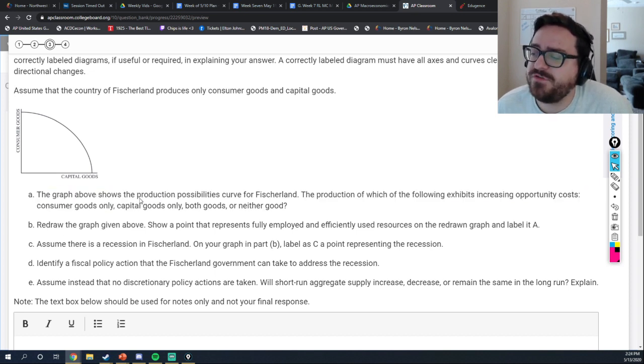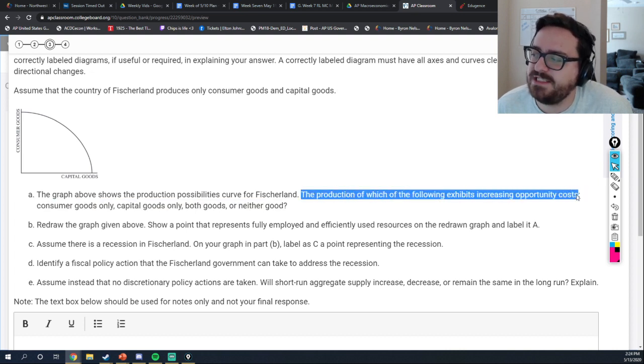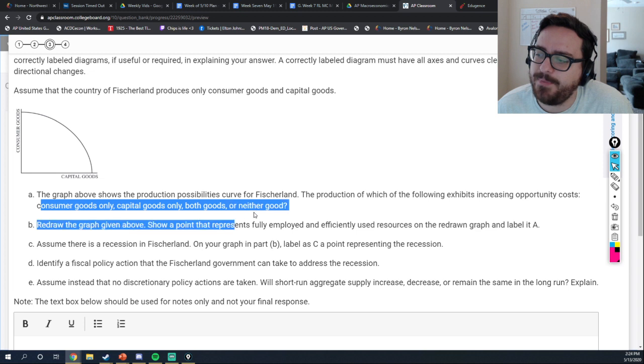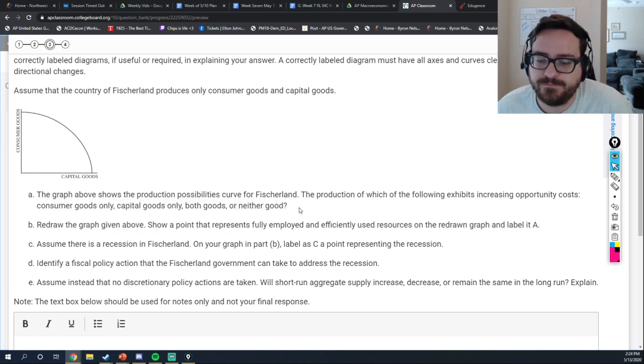So the graph above shows the production possibilities curve for Fisherland. The production of which of the following exhibits increasing opportunity cost? Consumer goods, capital goods, both or neither.